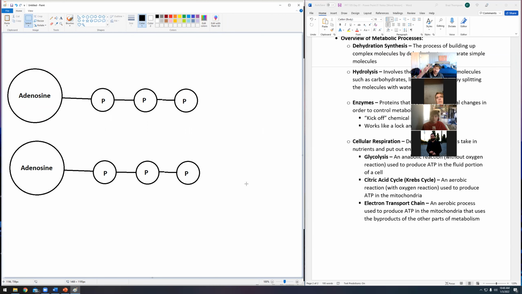We got 2 from glycolysis. We got 2 from the Krebs cycle. We get 36 from the electron transport chain. So it kind of goes in that order, sort of. Really, it kind of all happens all at once, but it's way easier to understand if you think of it happening step by step by step.